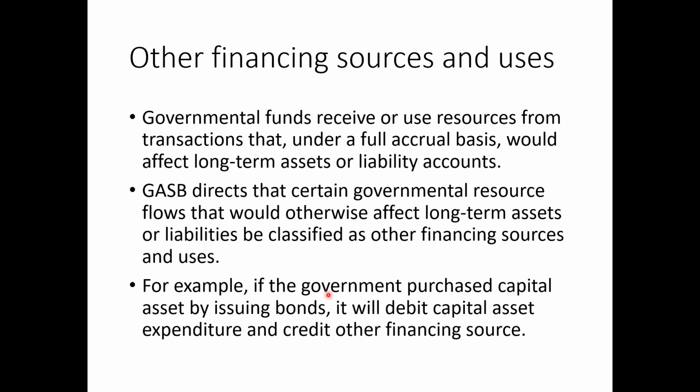So one example: if the government purchased capital assets by issuing a bond, we know it's going to debit capital asset expenditures, right? And we're going to credit other financing source. It's not a revenue or expenditure. It's just a way we record the change in long-term assets and long-term liabilities, but we do not call them long-term assets or long-term liabilities.